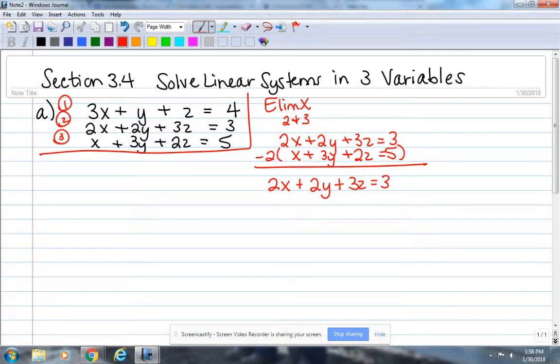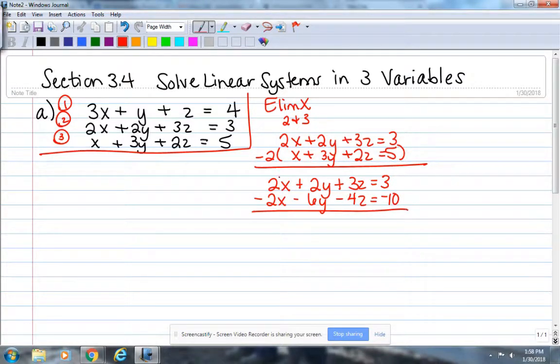So negative 2 times x is negative 2x. Negative 2 times 3y is negative 6y. Negative 2 times 2z is negative 4z. Equals negative 2 times 5, which is negative 10. Draw my line. Now my x's cancel.